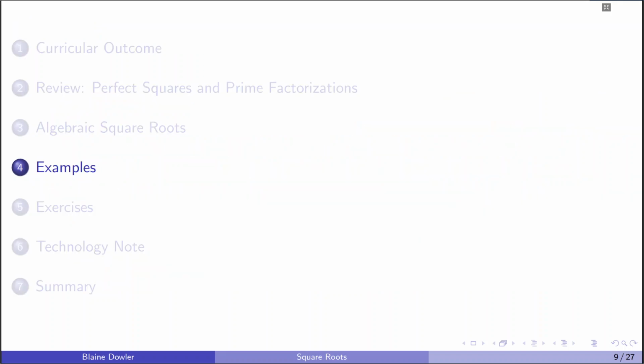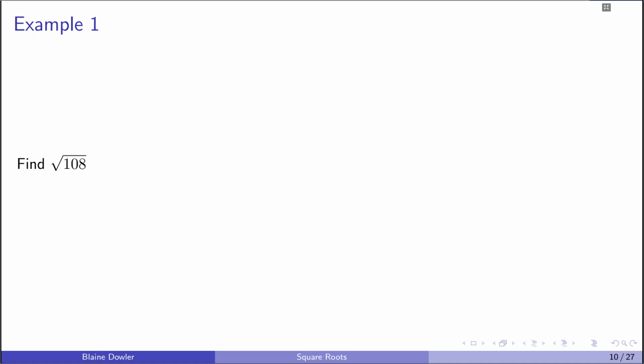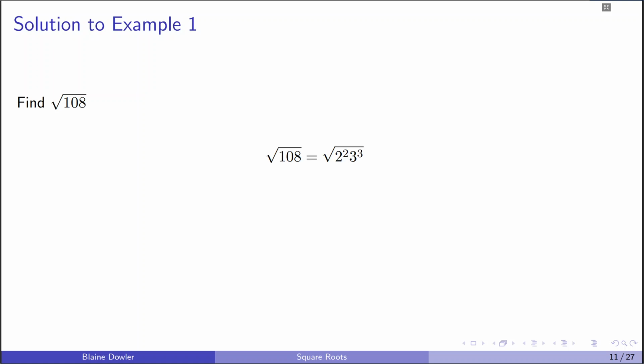Let's do more examples. So the square root of 108. Well, we're going to start with our prime factorizations. 2 squared, that's even. That could come out. 3 cubed, we could pull the even piece out, the 3 squared, and leave our 3 to the 1 behind. Now we have all of our even exponents up front. We divide those exponents by 2 when we take them out. We leave our 3 to the 1 behind.